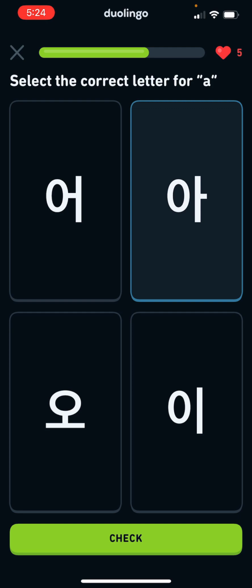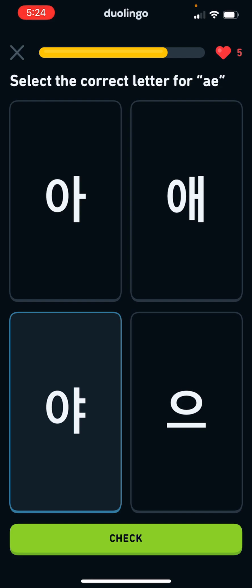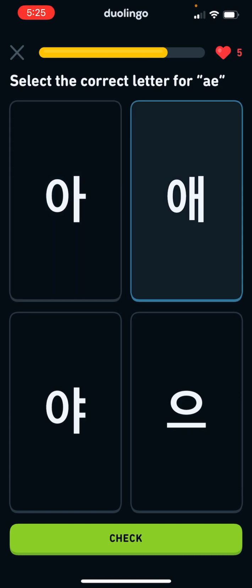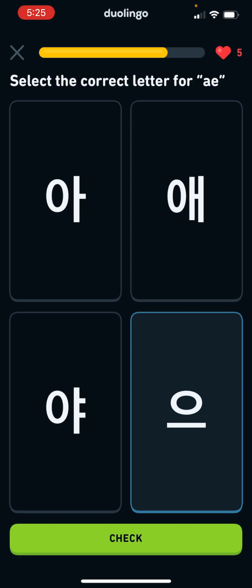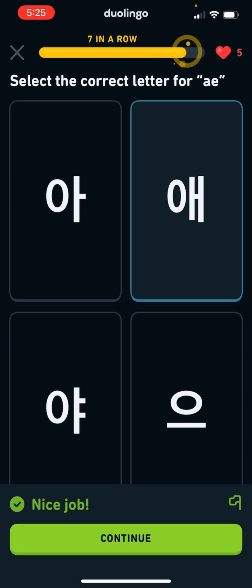Ah. A. Yeah. That one's yeah. Ah. A. I'm not sure. Okay, I think it was this one, A. Because I think the double line in between the two lines was yeah. So I think this one's A. Okay.